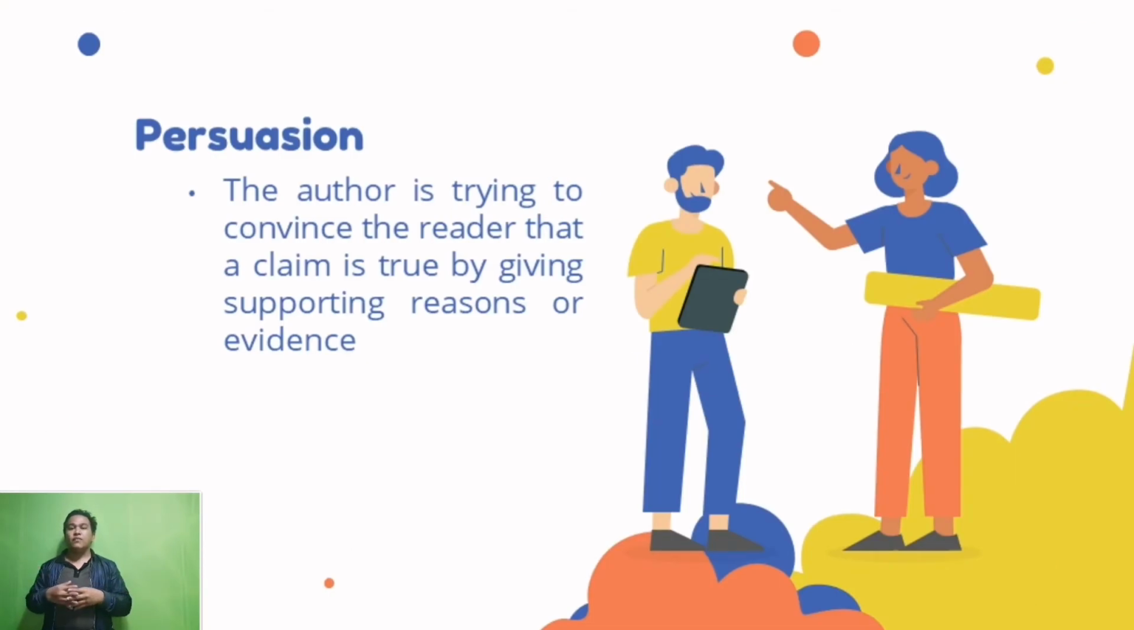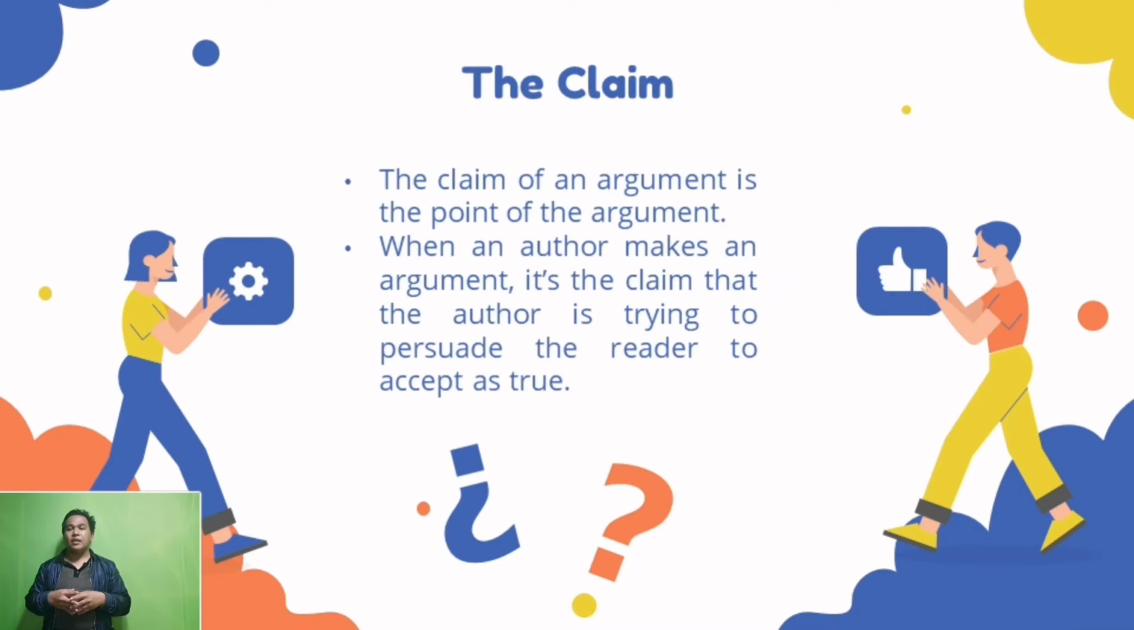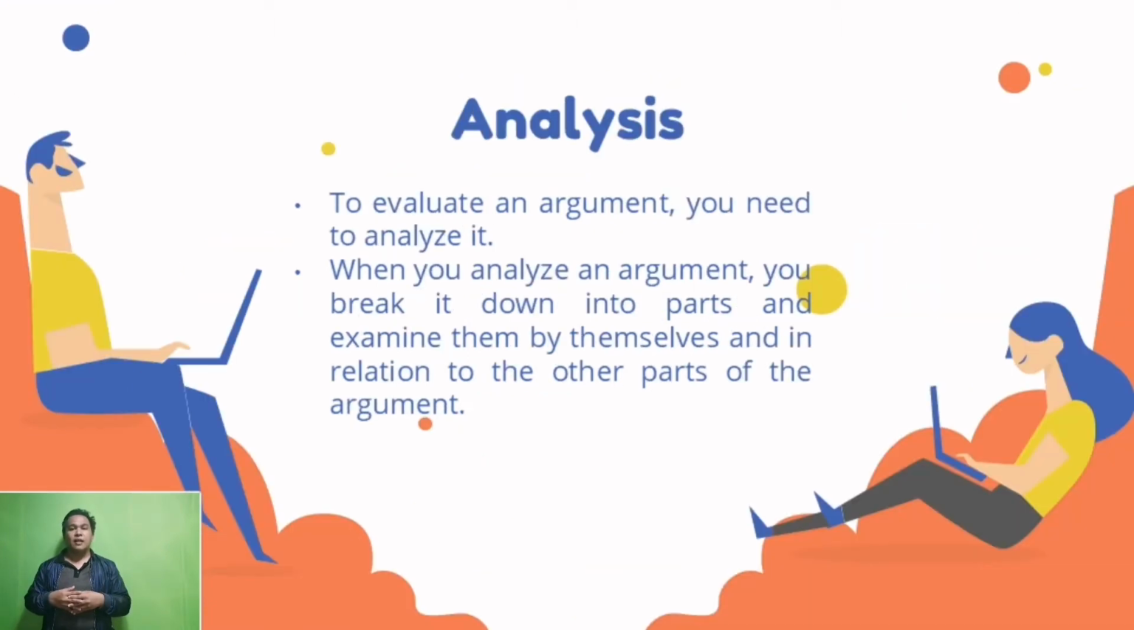So, there are three parts of analyzing the argument. First is the persuasion or persuade, where the author is trying to convince the reader that a claim is true by giving reasons or evidences. For the second one, which is the claim, it is defined that the claim of an argument is the point of the argument. When an author makes an argument, it is the claim that the author is trying to persuade the reader to accept as true.